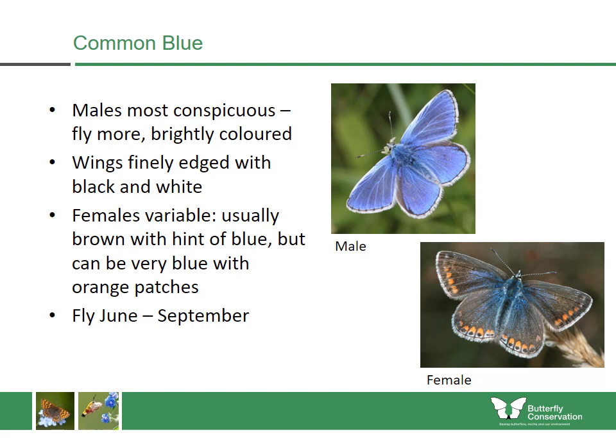The common blue usually flies from June until September, and they're found usually in short grasslands and coasts. The caterpillar plant for this butterfly is bird's foot trefoil and greater bird's foot trefoil, and both of those plants, especially bird's foot trefoil, is found in short grassland.